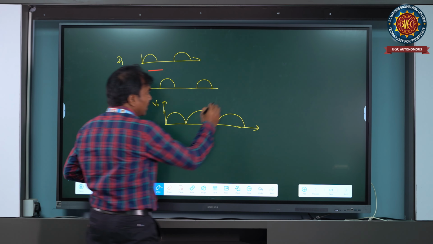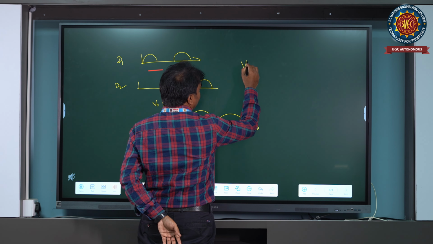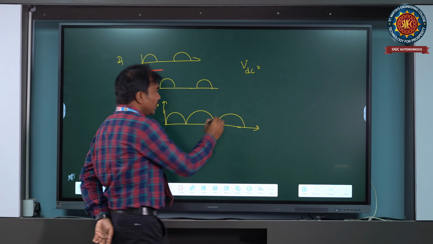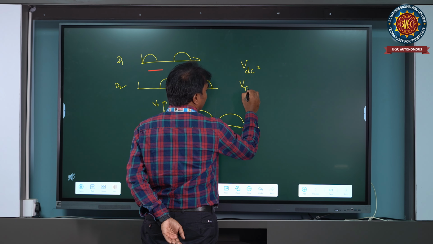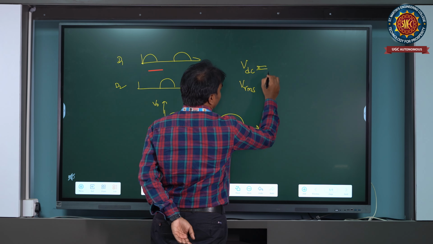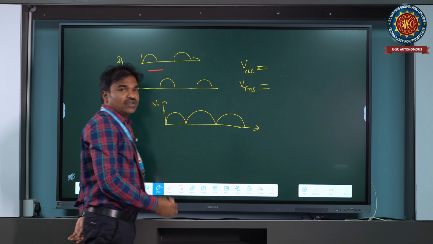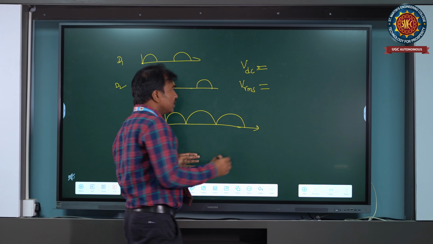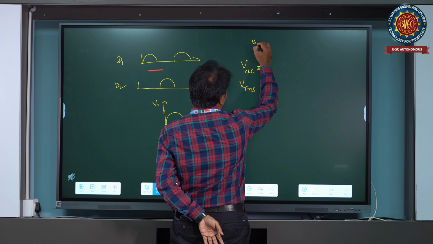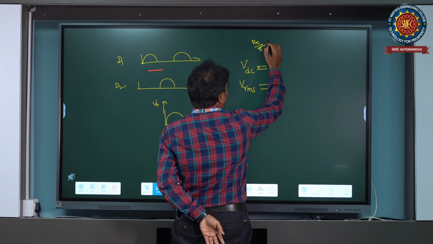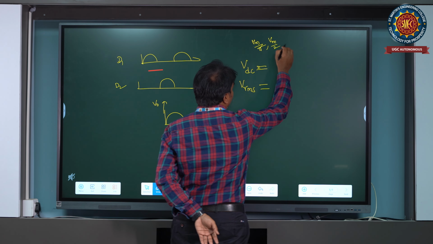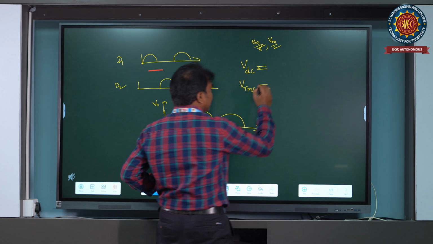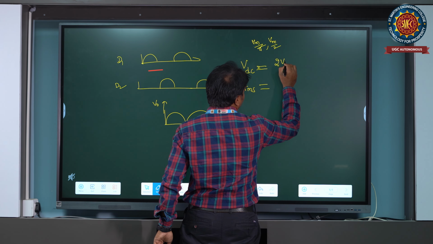Now we can calculate the same parameters: VDC of this full wave rectifier and the VRMS value. Previously, in the half wave rectifier, what were the values of VDC and VRMS? For the half wave rectifier, VDC is Vm by pi and VRMS equals Vm by 2. But coming to the full wave rectifier, the DC voltage is 2 Vm by pi.